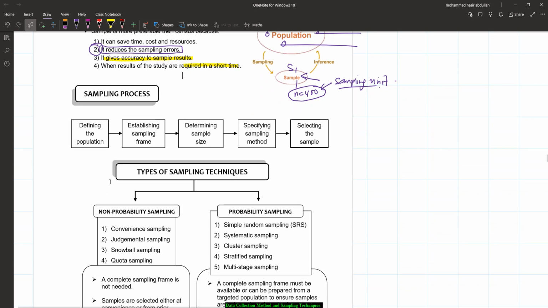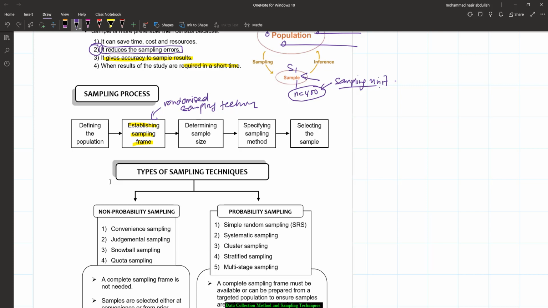So the sampling process starts with the definition of population. So we need to understand who our population is. When we understand who our population is, then we need to establish the sampling frame. The sampling frame is optional, right? Optional. When you are doing randomized sampling techniques, most randomized sampling techniques require a sampling frame, because you want to assign a random number to select a sampling unit.